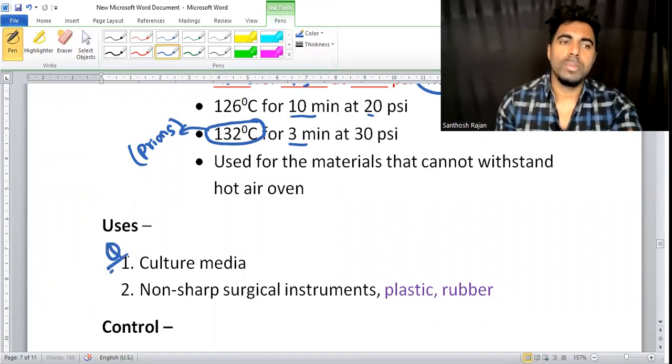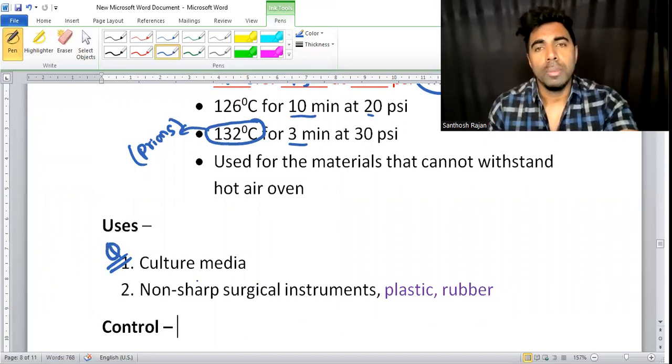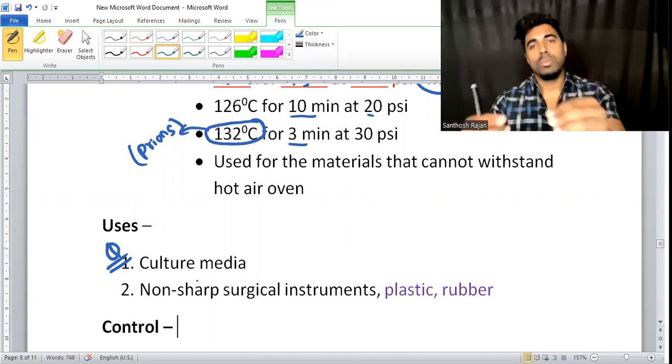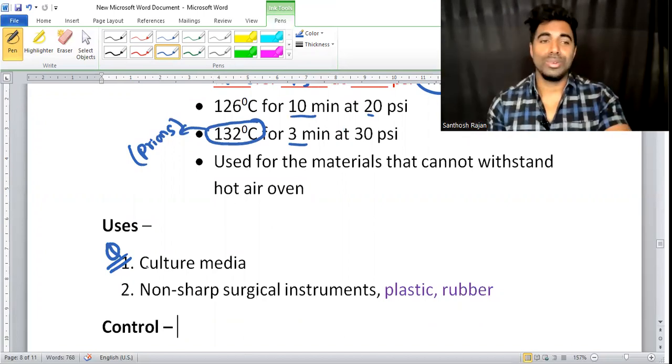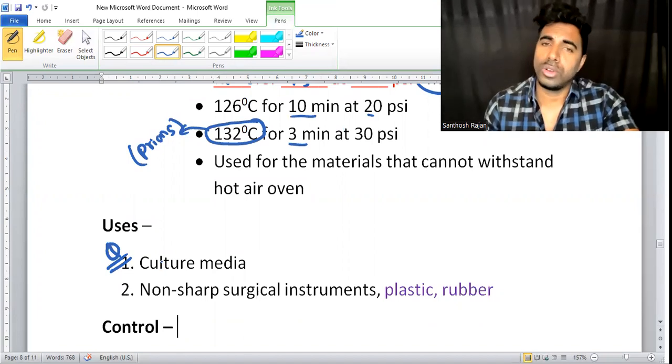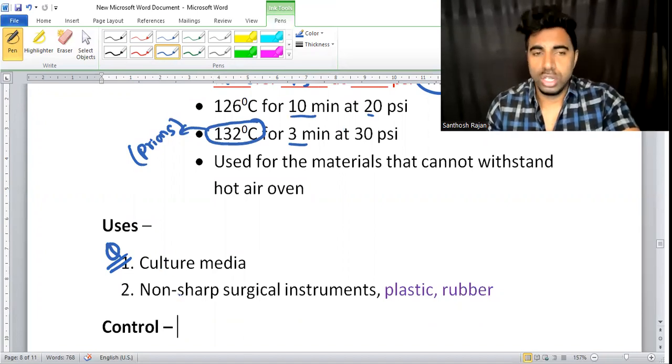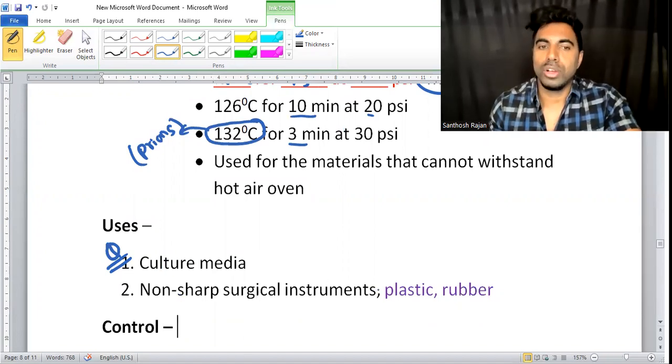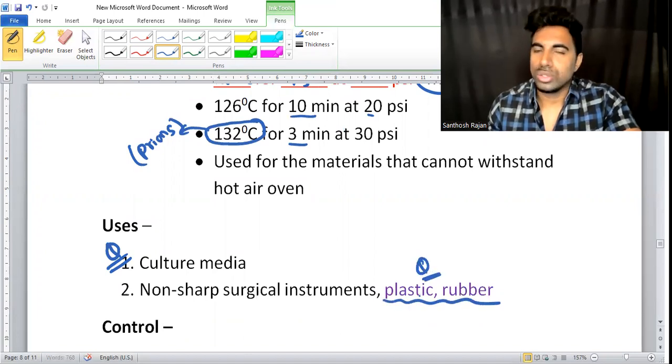Your autoclave only. Why? Because it doesn't get dried out. In a hot air oven, the culture media would become dry like a papad. To prevent that, you better use the autoclave. Best is the autoclave only. Non-sharp surgical instruments, plastic and rubber also go in the autoclave, because in a hot air oven they melt. So plastic and rubber go in the autoclave. You understand, right?